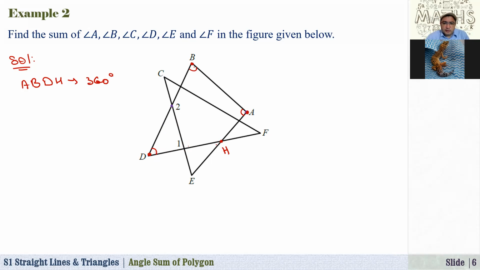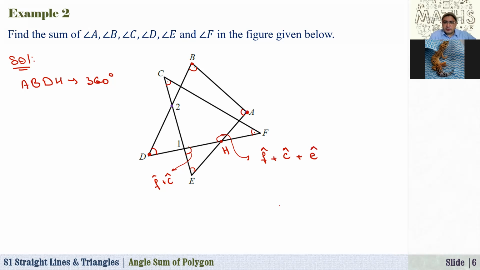What is H? If you look at the triangle with C and E, first, angle F plus angle C, and this one is the exterior angle. So this angle is equal to angle F plus angle C. Now if you add this angle E, this one is the exterior angle for them. So angle H is equal to angle F plus angle C plus angle E.